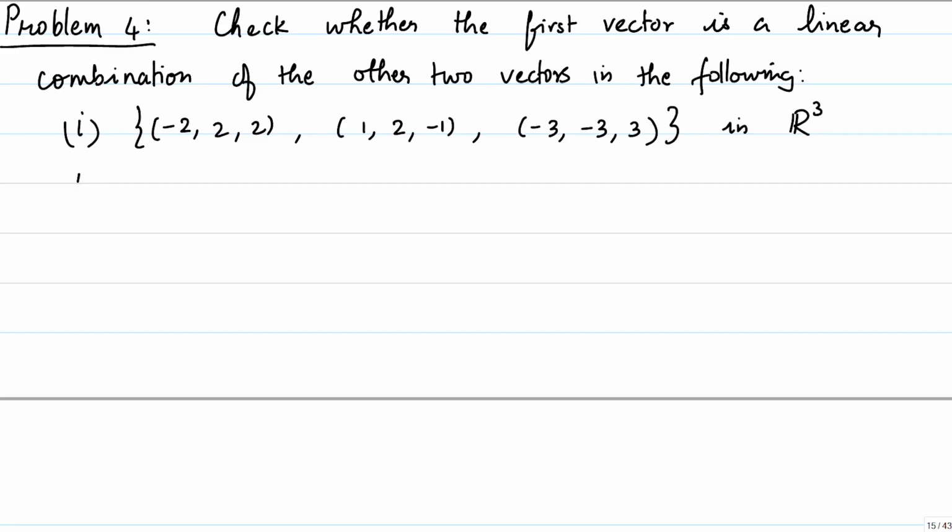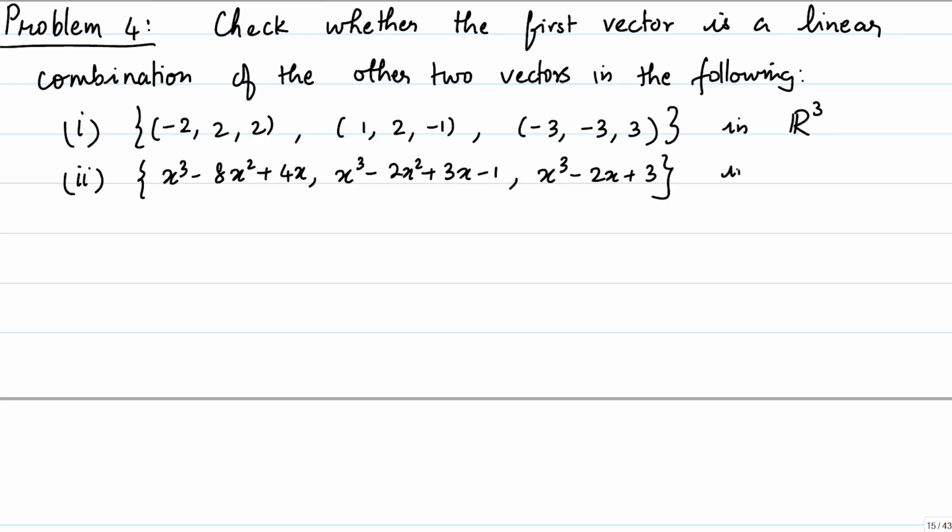And how about the second one? Let's just do two of them. This is going to be x cubed minus 8x squared plus 4x, x cubed minus 2x squared plus 3x minus 1, x cubed minus 2x plus 3. This is in P3 of R. Okay, so we need to check whether the first vector can be written as a linear combination of the other two vectors. Let's look for whether it can be done.